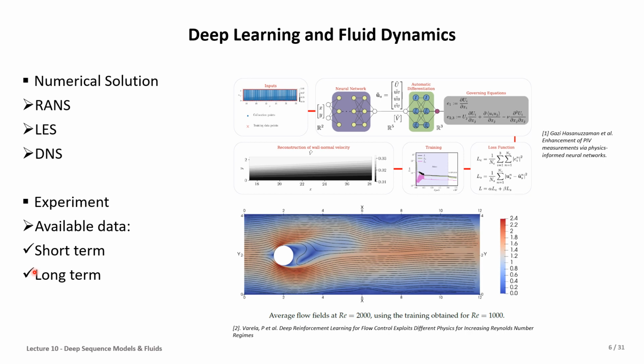Here in this slide you can see a figure of the application of predicting average flow fields at Reynolds number 2000, using training data from Reynolds number 1000.